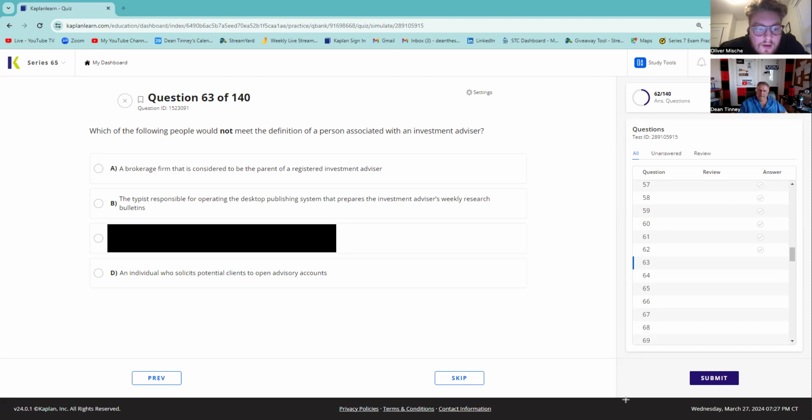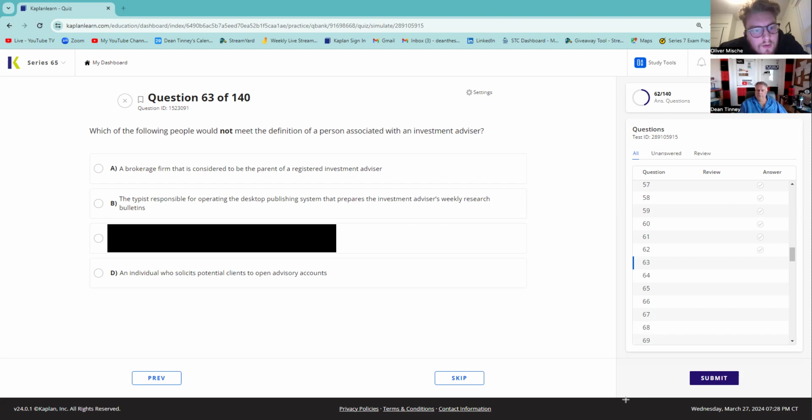I've said the way I like to go about this is it says, which of the following people. People means these are natural persons, living, breathing human beings walking planet Earth, who would not meet the definition of a person associated with an investment advisor. So I then think, okay, one of these people is not likely to have to take a 65. Which one is considered to be a person associated with a registered investment advisor? So what's your answer?